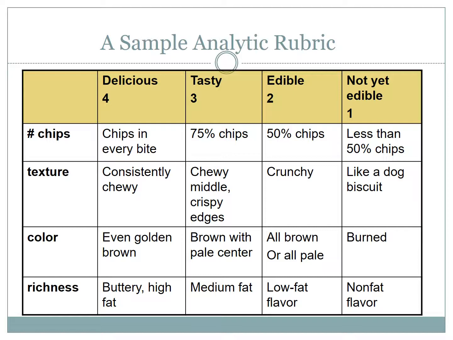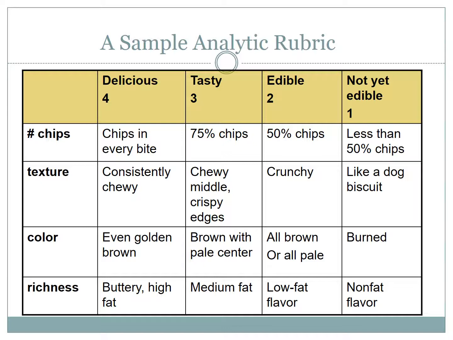So for example, suppose 75% or 80% even had chips in every bite, you could give that a 3 for number of chips. And by doing that with every criterion, you could come up with an overall score for the chocolate chips. Now I want you to notice something special about this analytic rubric and how objective it is. It didn't say, for example, chips in most bites. It actually gave a quantity that helps you understand and assign a level to it.